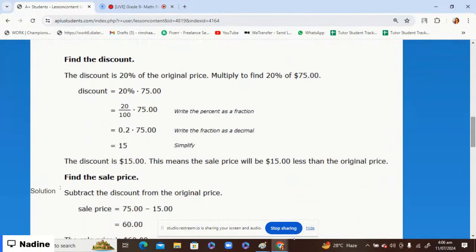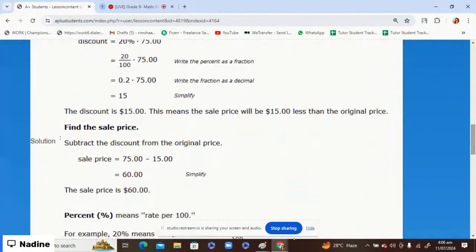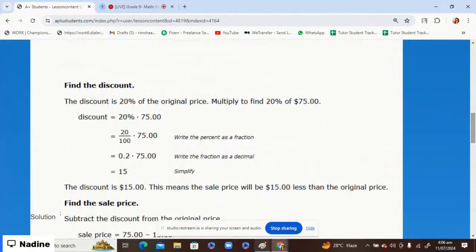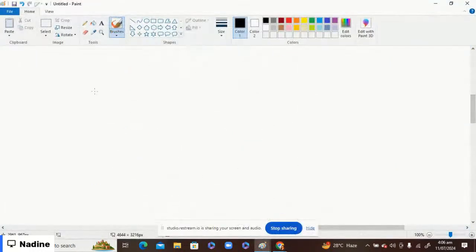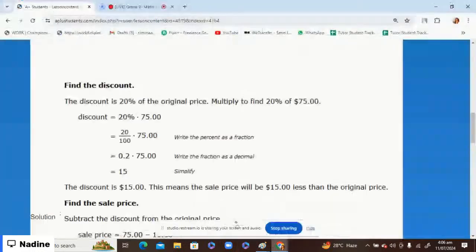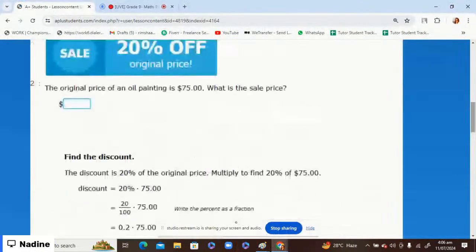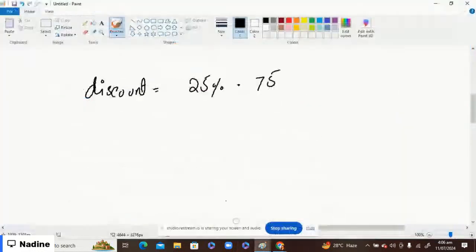When we see that the original price is 75 and 20% is off, how can we find it out? First of all, we find the discount. Let's do it. How to find the discount? We are going to find 20% of $75.